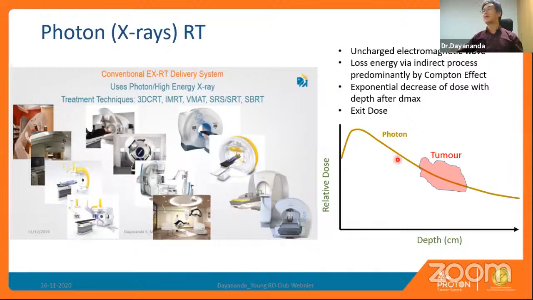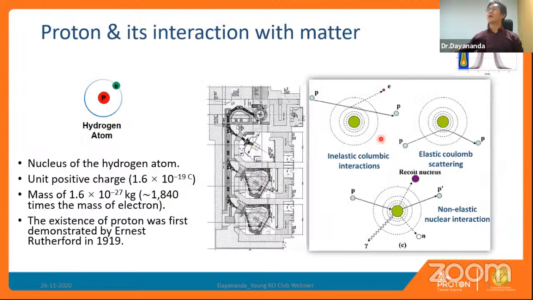Okay, so here comes the charged particle, because the charged particle is something which we have not attempted. And the simplest form of charged particle is the proton. As you know, the proton is the nucleus of the hydrogen atom, which has a unit positive charge of 1.6 × 10^-19 coulomb, and a mass of 1.6 × 10^-27 kg.